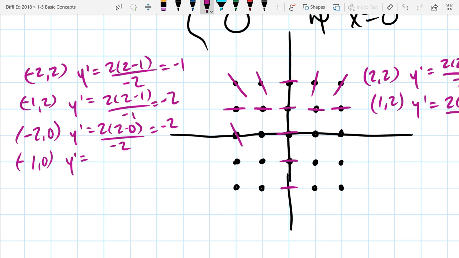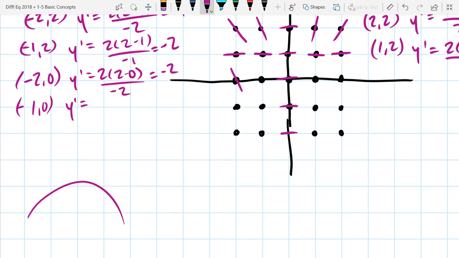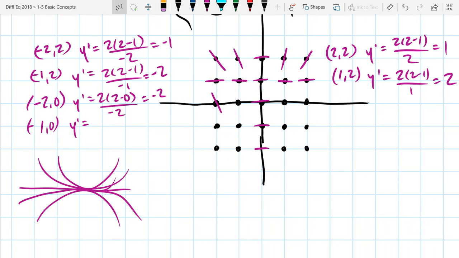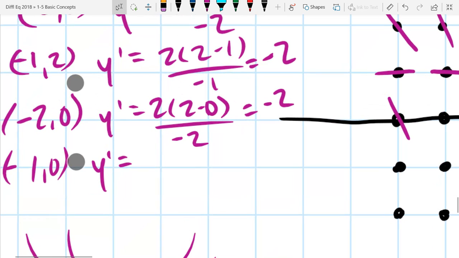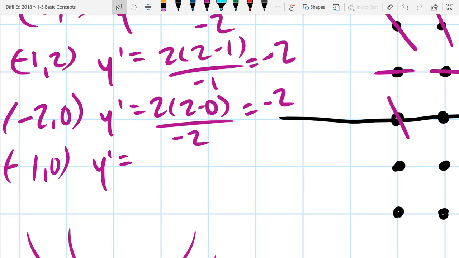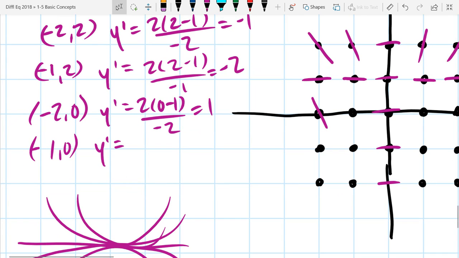Something's going wrong. What I wanted my flow lines to look like was something like this. You put in 0 instead of 1 in your thing, 2, 0. It should be 2 times 0 minus 1, I think. 0 minus 1. So that gives us positive 1, and then I'll get positive 2 out of this other.